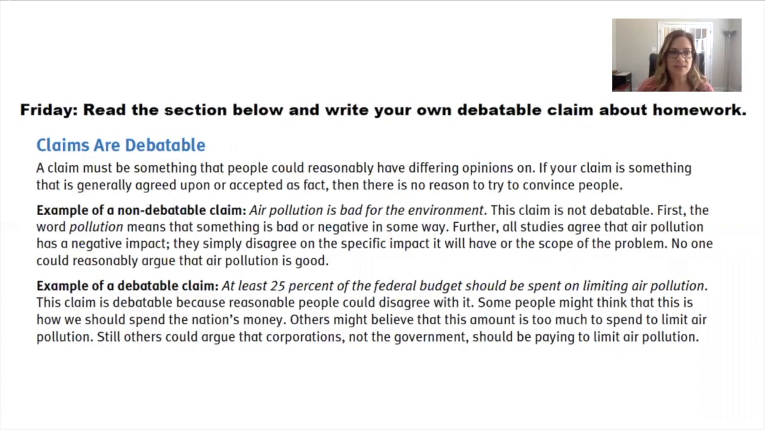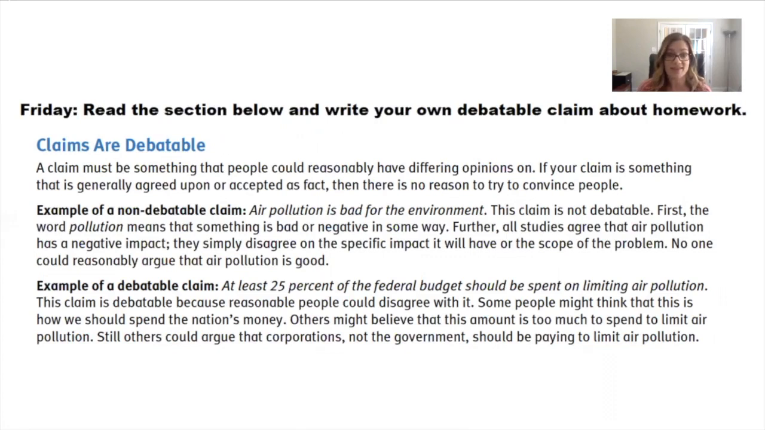No one could reasonably argue that air pollution is good. Since you can't argue against that, it's a non-debatable claim. Okay? An example of a more debatable claim around the same topic would be: at least 25% of the federal budget should be spent on limiting air pollution. Okay, this is different. This claim is debatable because reasonable people could disagree with it.